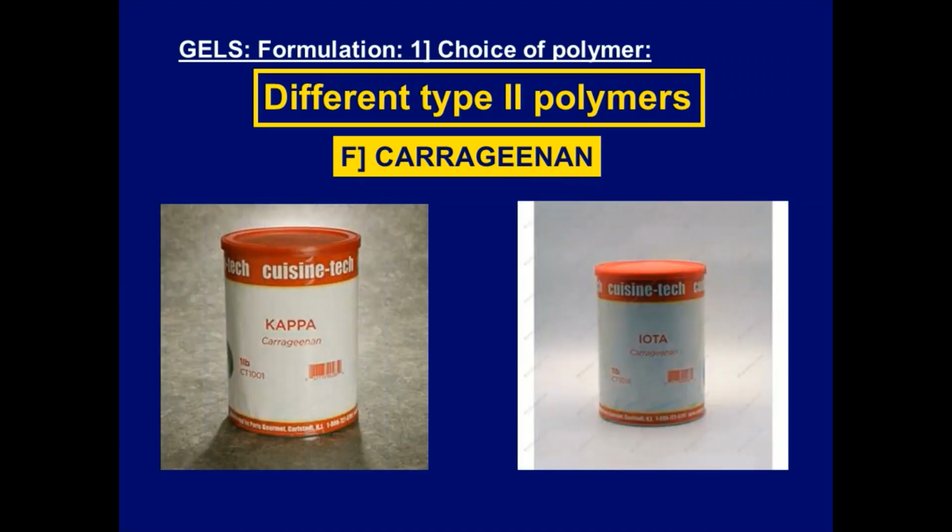These are the 2 packages of kappa carrageenan on the left and iota carrageenan on the right.